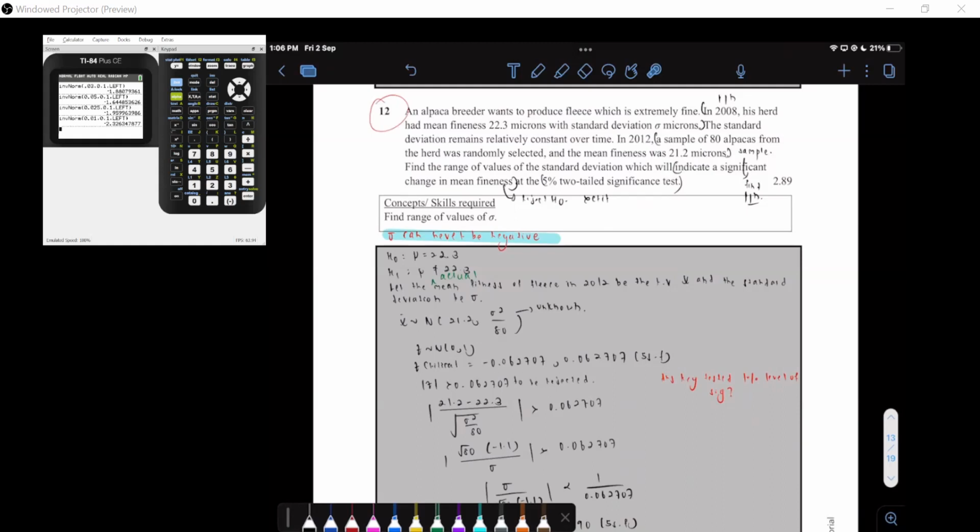So here the alpha is unknown. Wait a minute, not the alpha, sorry. The standard deviation is the one that is unknown, sigma, and we need to find a range. So let's just look at the H0 and H1. You got H0 is 22.3, the mean fineness. And then you have H1. You want to do a two-tail test such that it is not 22.3. Then you let the actual mean fineness of fleece in 2012 be the random variable X and the standard deviation be sigma.